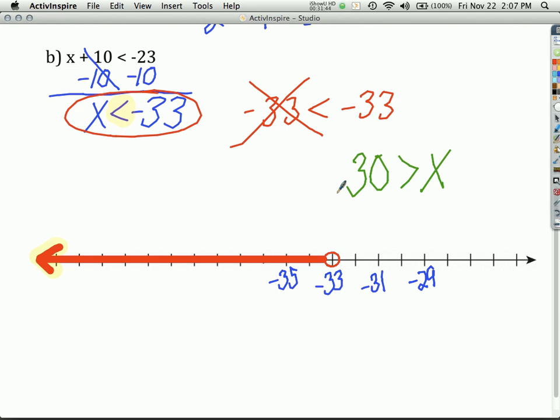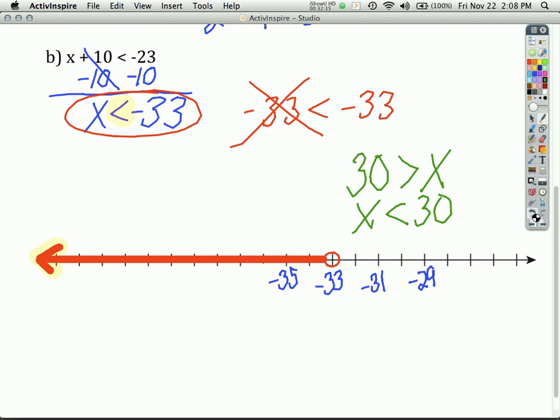But there's one thing you have to make sure you understand. When you flip everything, you have to flip the symbol also. So if I ever get a solution like this, you flip the whole thing around. Not just switch the x and the 30, you have to flip it. So this would become x is less than 30. And then you can use Ms. Cooper's rule of looking at the arrow, and that's the direction we're going to shade. Okay? Brandon, go ahead.